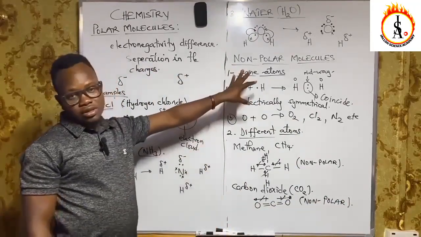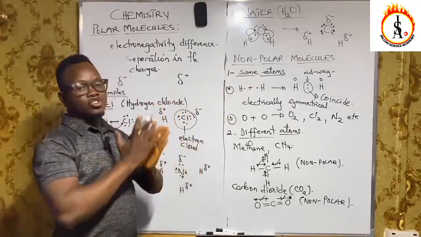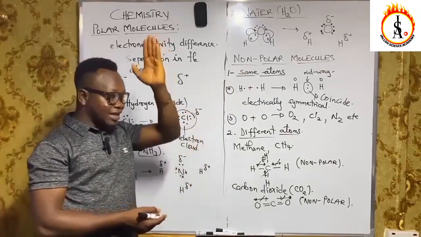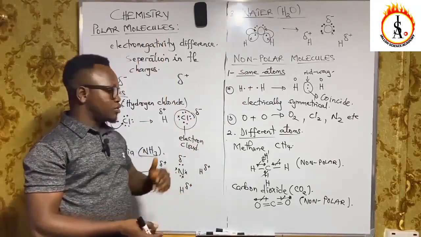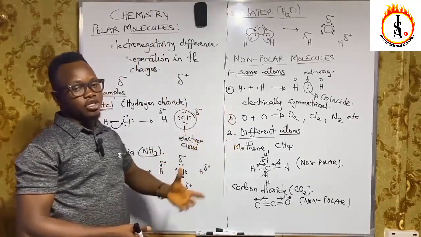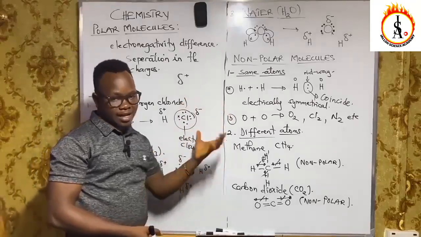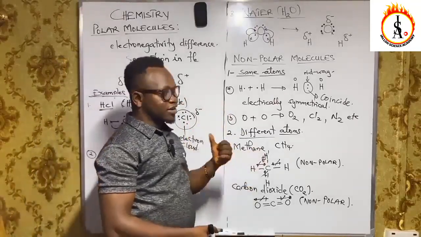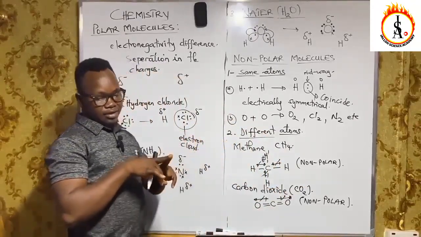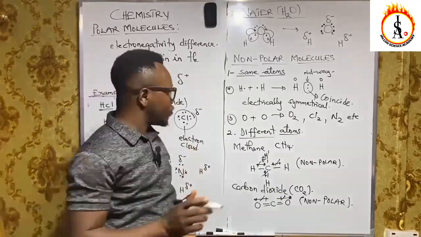It can be between the same atoms, wherein you have the charges coinciding at the center and making the electrons lie exactly halfway in the middle, especially when we deal with diatomic molecules like hydrogen gas, oxygen gas, the chlorine molecule, the nitrogen molecule, etc., as far as the species that are reacting are atoms of the same element.